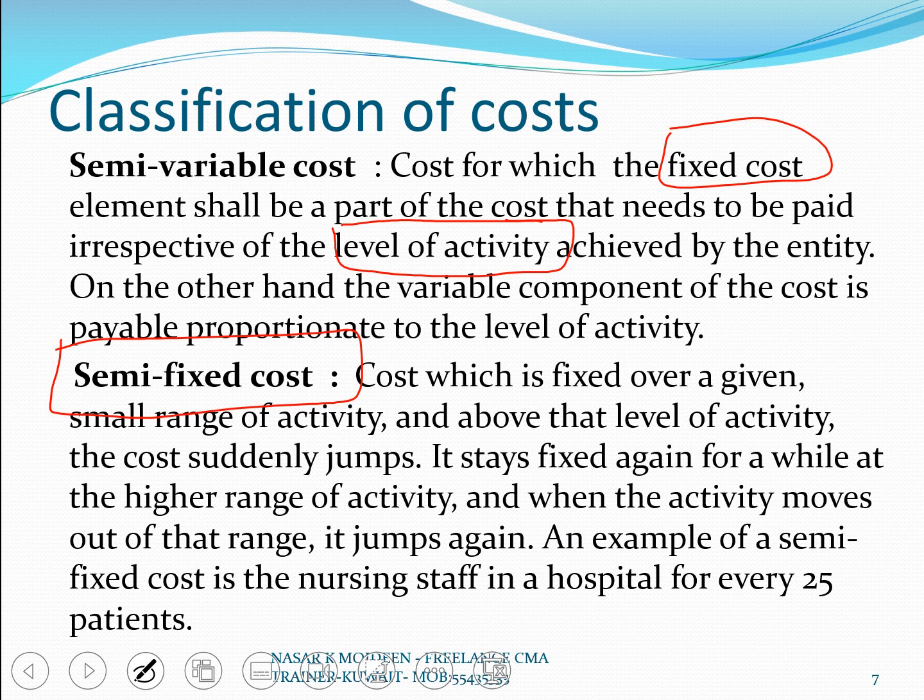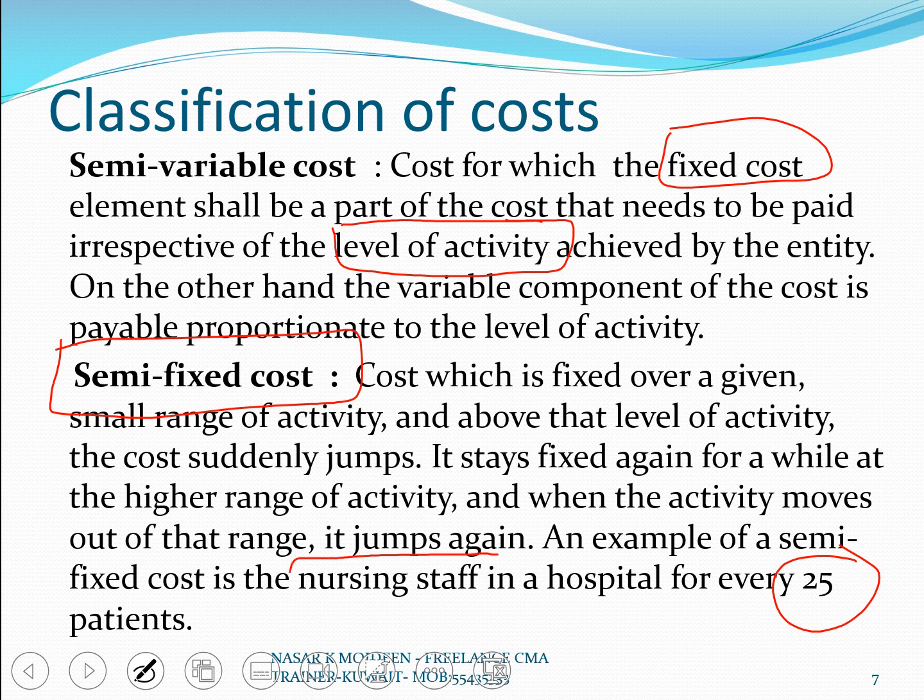This is the cost which is fixed over a given small range of activity. For some time it will remain same, given a small range of activity. After that it is going to jump. So you can see here we have an example.